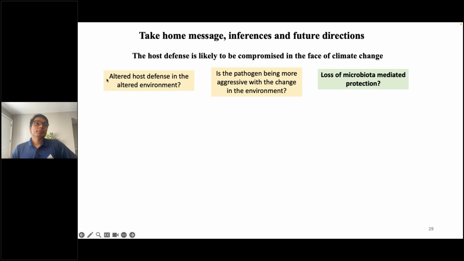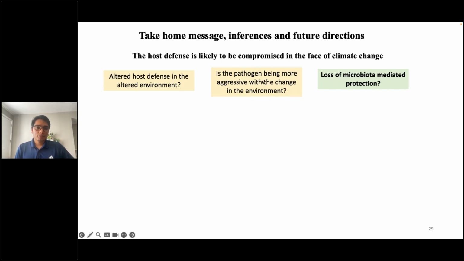And there are various hypotheses that could explain our results. One of them could be the altered host defense in the presence of the altered environment. As there is a change in elevated ozone, the host defense might have been compromised, or there might be altered defense, as I already showed, like how ABA and salicylic acid have a trade-off between themselves. Similarly, another reason could be the pathogen being more aggressive when there is a change in the environment.